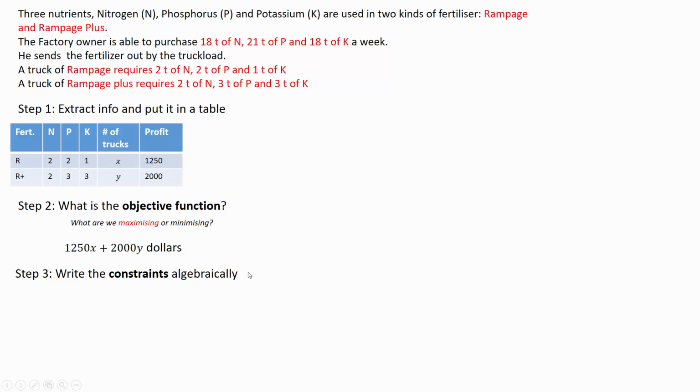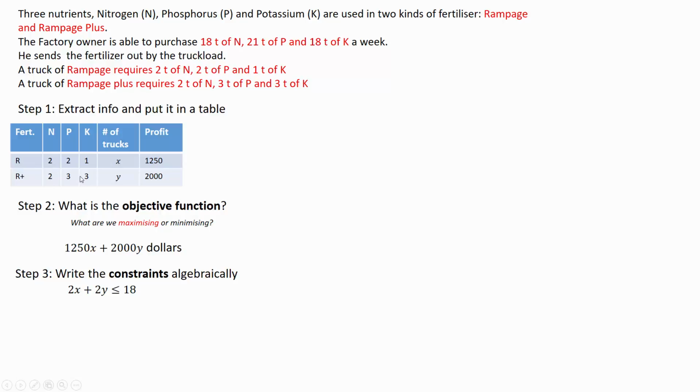So the next step is to write the constraints. These constraints are the boundaries for my simplex that I'm going to graph shortly. And to work out what they are, I need to come up with inequalities using these numbers up here. And I'm going to do nitrogen, phosphorus, and potassium separately. So these two numbers are what I'm using first.